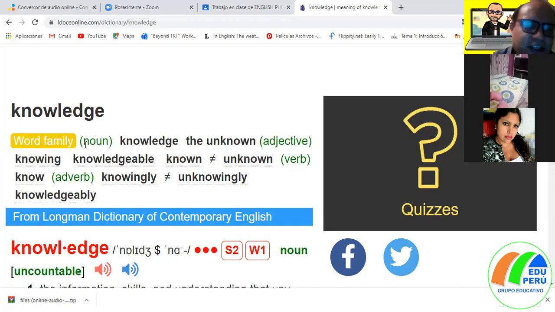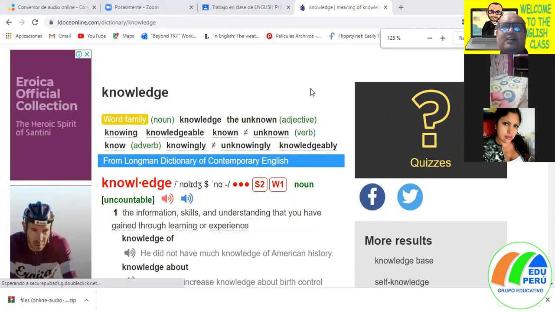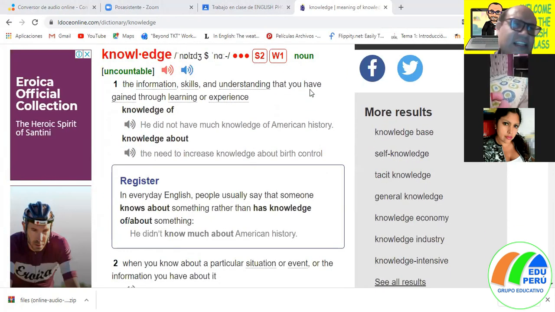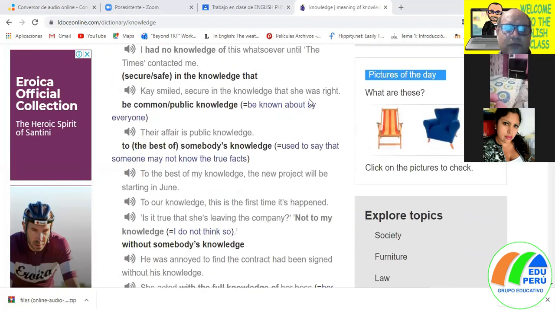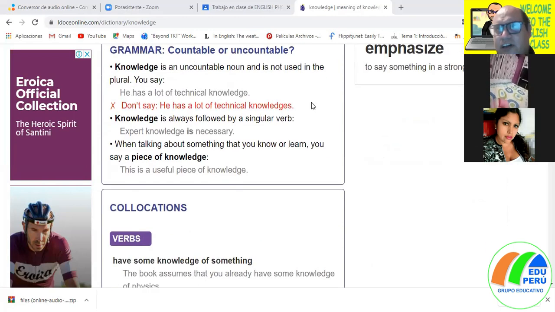You can add a prefix or suffix: unknown, knowing, the -ing, unknowingly. Notice one prefix, two suffixes. And notice that you can make a lot of words. So the purpose of this is that you can realize that a dictionary has a lot of uses. You can have a lot of information. You also have sentences. You also have the register. Register means the context that you're using, in a formal or informal way. Notice here, you have the grammar, countable or uncountable. Knowledge is countable or uncountable.